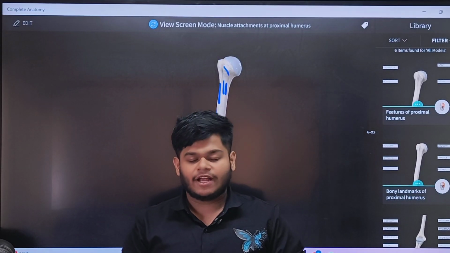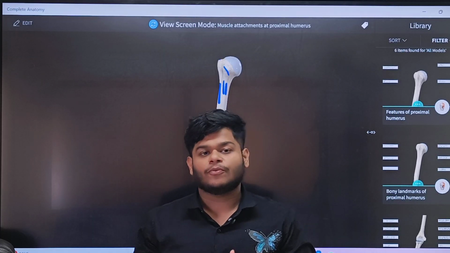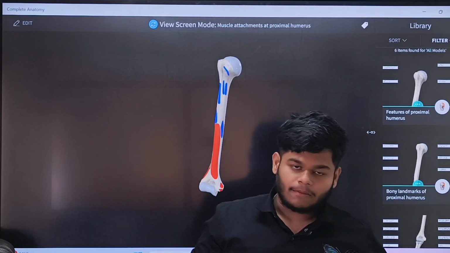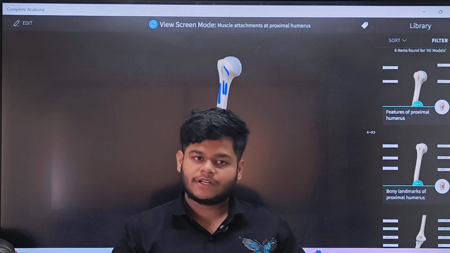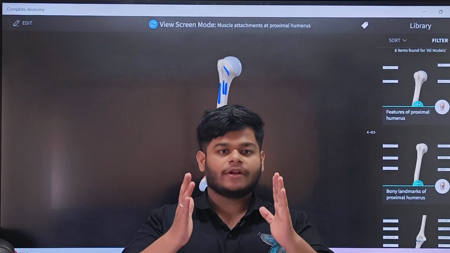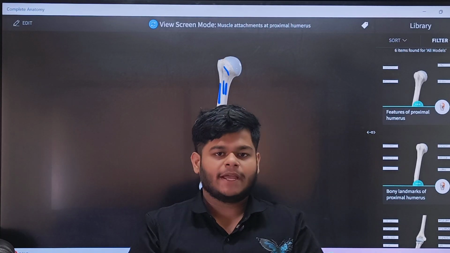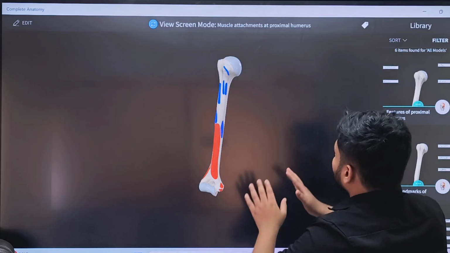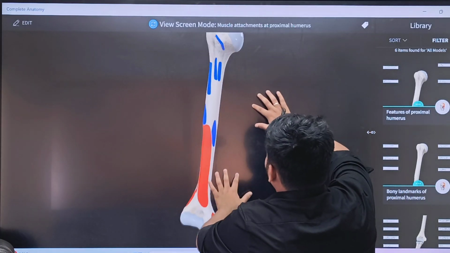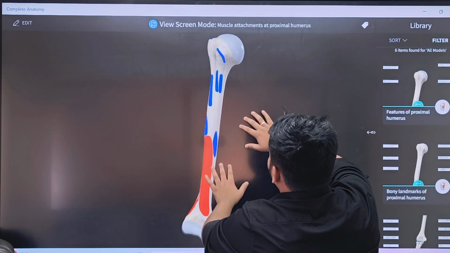We are continuing from our last session on the humerus bone. Today we will see the muscle attachments of the humerus bone. Welcome to the humerus part 2. Let's begin. We have seen the humerus bone in the previous classes. Now let us see its muscle attachments one by one.